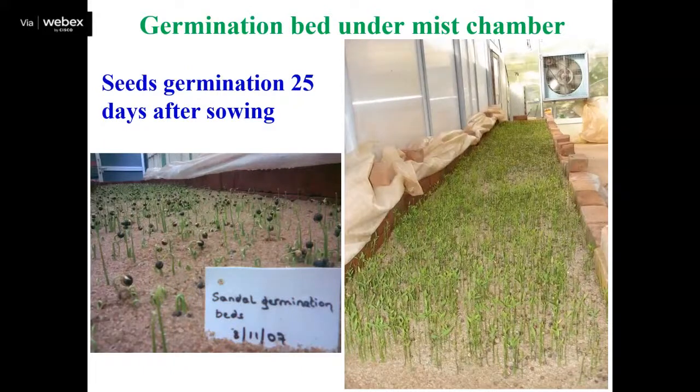The seeds which are sown on the nursery bed germinate after 21 days. You will be seeing here the seeds which are just coming out of the sand bed. These are all seedlings germinated after 30-35 days. They start germinating after 21 days. These are all 14-day-old seedlings after germination. Here is a close look at those germinated seedlings.